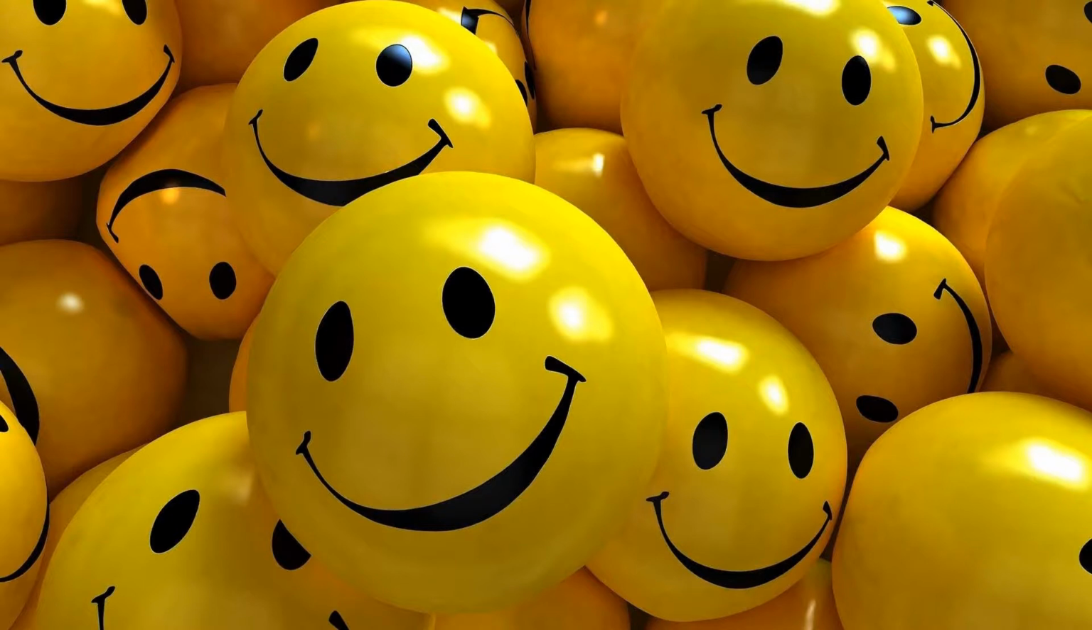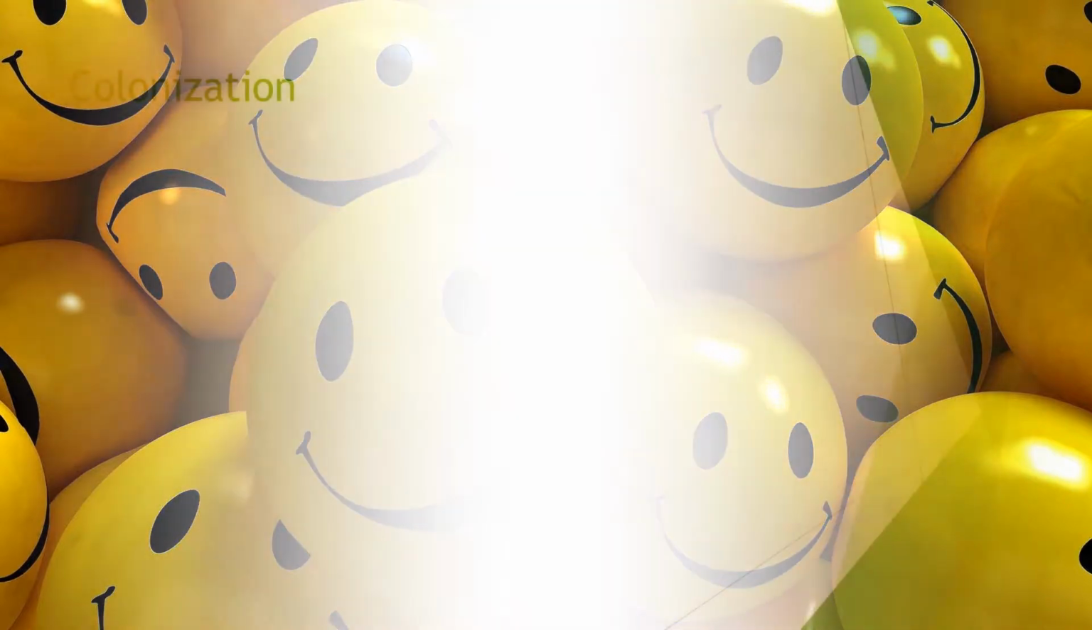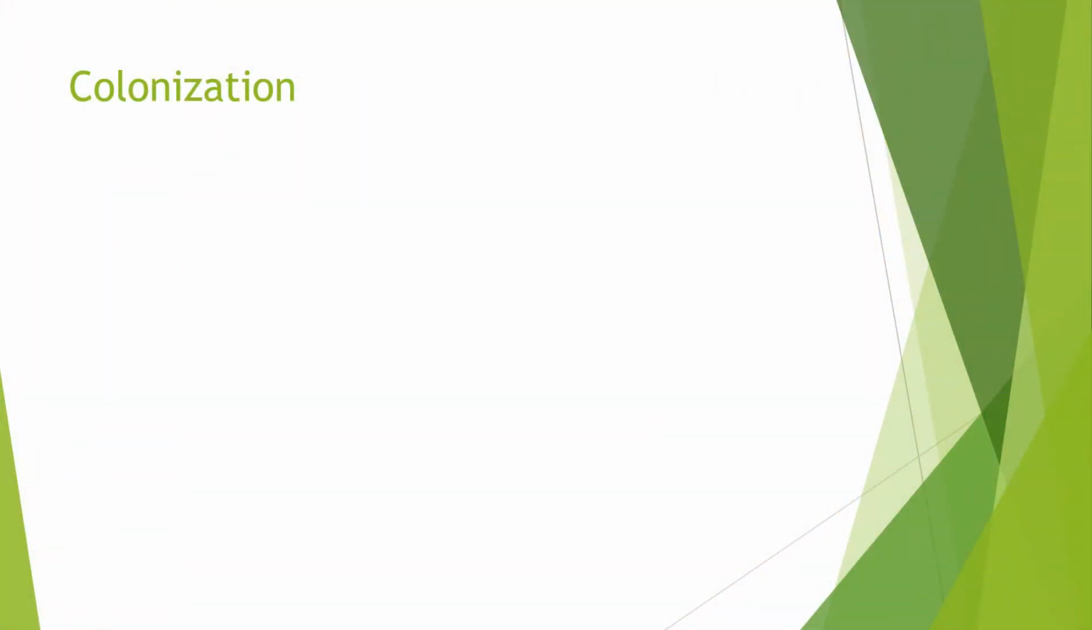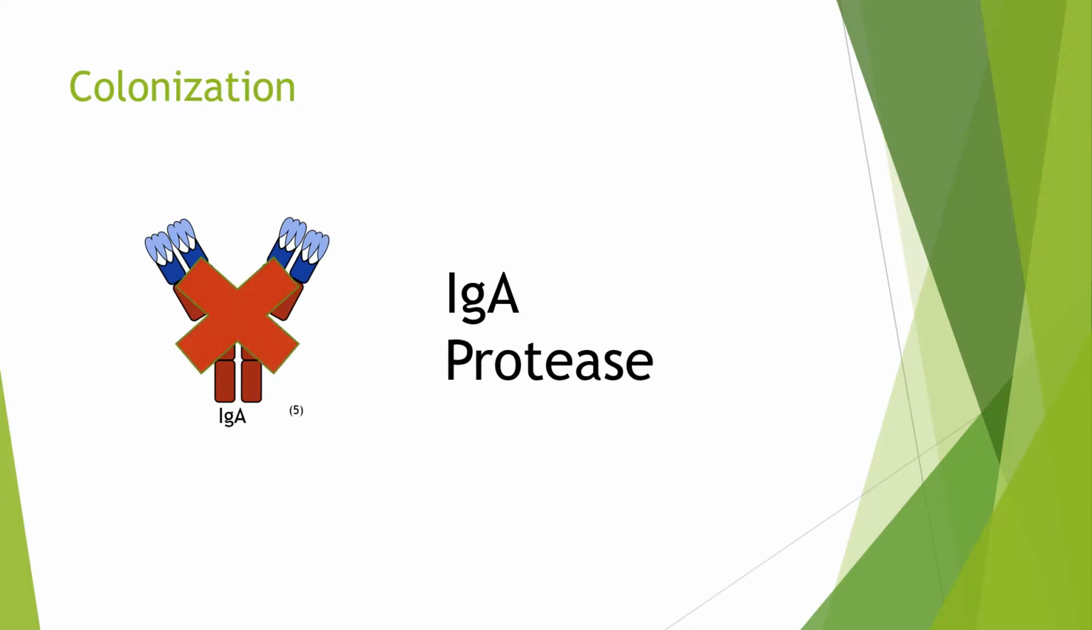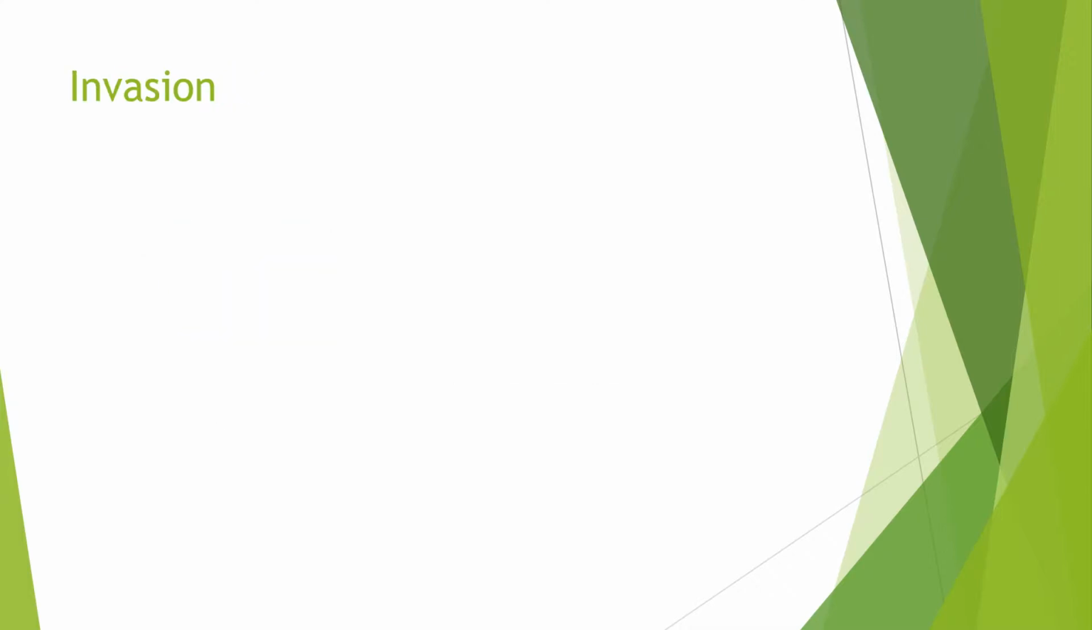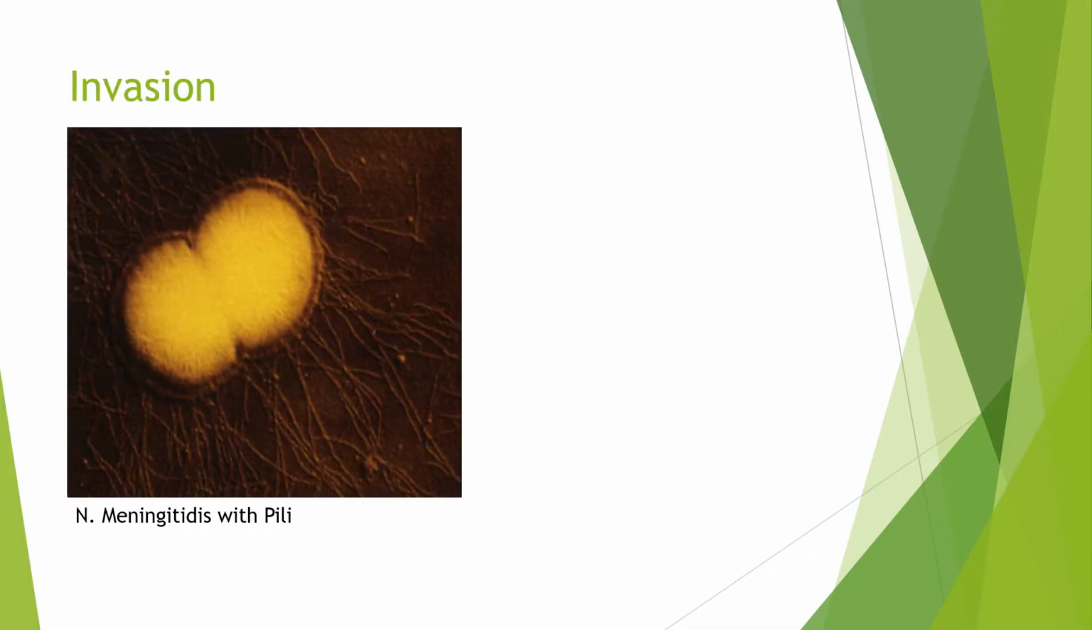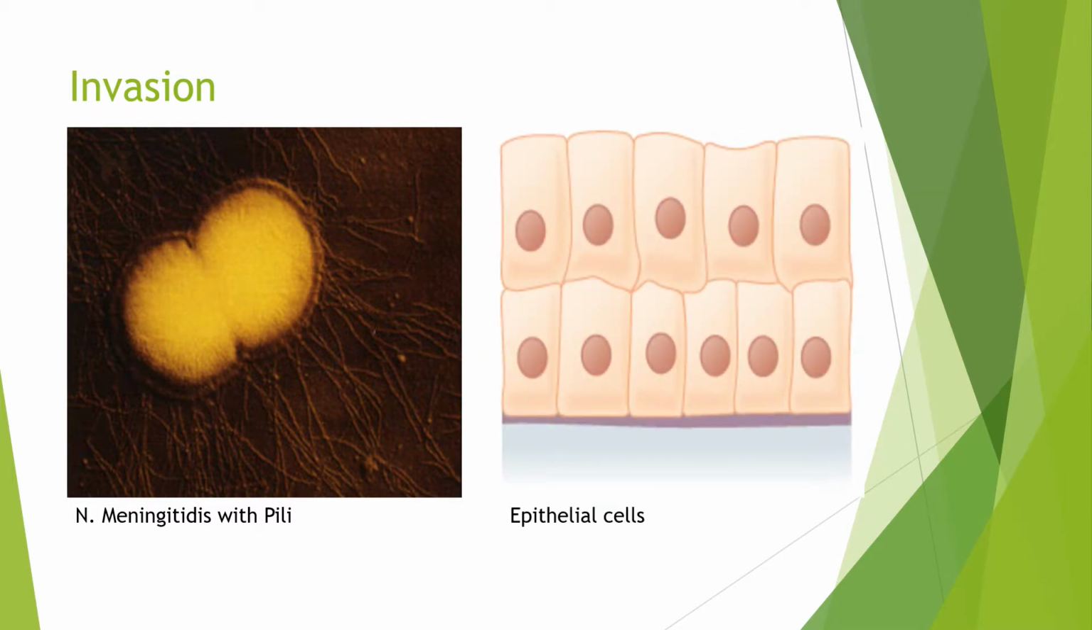Once I enter the human body, I begin the first step called colonization. In this step, your body produces immunoglobulin A, an antibody meant to kill me. In turn, I produce IgA protease, which renders your immunoglobulin A pretty useless. Next step is invasion. Here, I'll show you a photo of me, and you can see those little hair-like structures coming out. Those are called pili. What they help me do is adhere to and migrate through your body's epithelial cells.